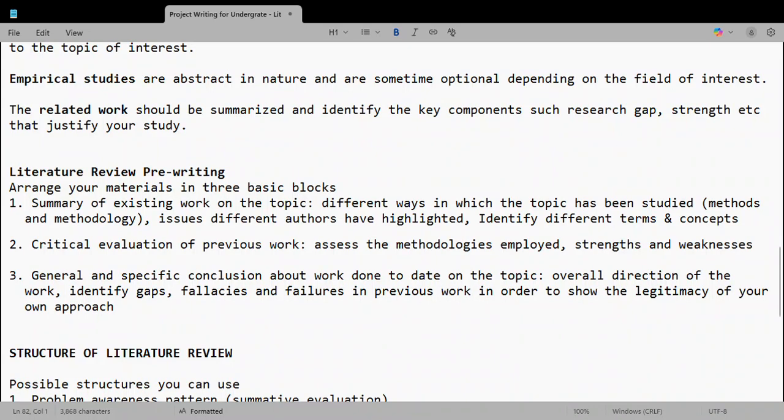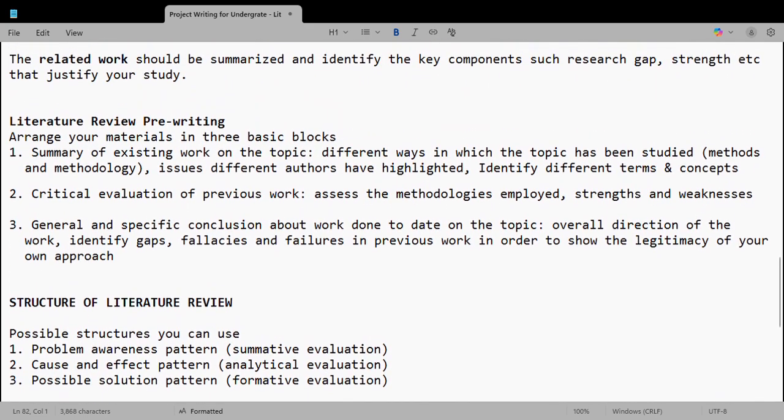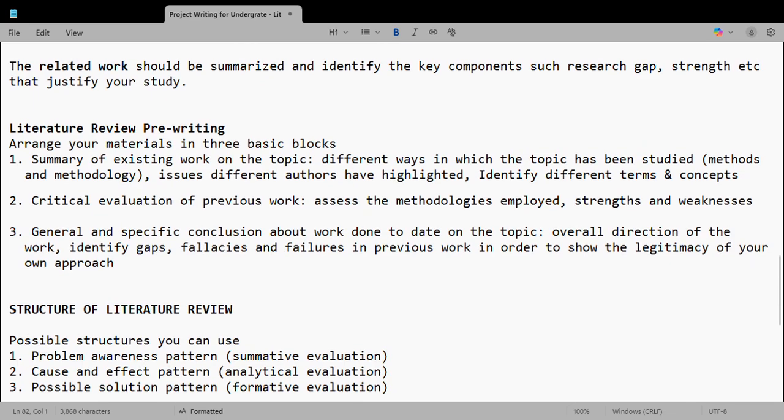So literature review pre-writing. Here, how do we arrange our materials? We can arrange our materials in three basic blocks. The first one is summaries of existing work on the topic. Then the second one is the critical evaluation of the previous work. And the third one is a general and specific conclusion about work done to date on the topic. So these are the ways we can do literature review pre-writing.